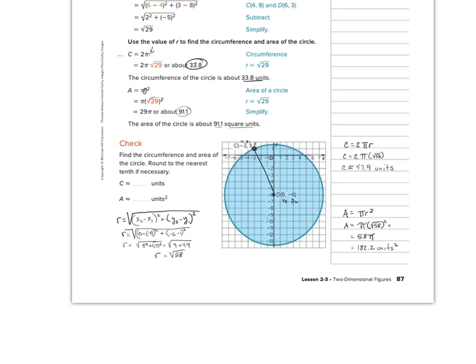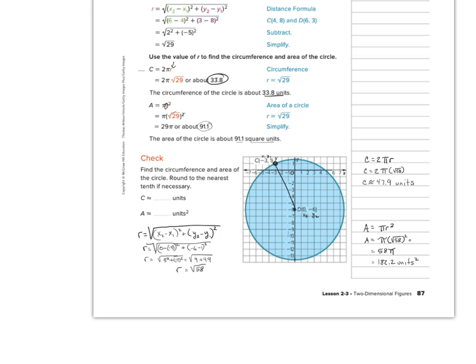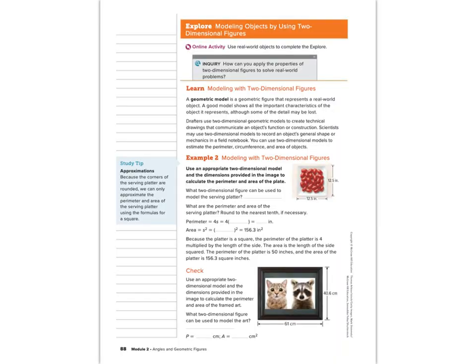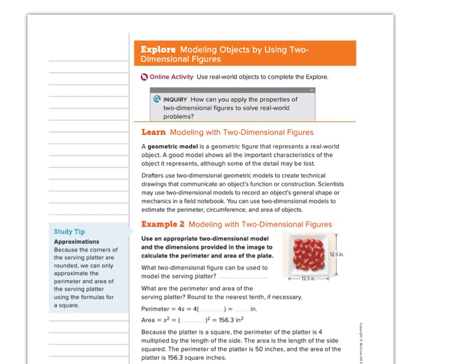Now, if you're not tracking and you need practice and you don't know what the radius is, if you can't identify what the radius is, again, we need to learn these vocabulary words, because you can't use the distance formula. It doesn't do you any good if you don't know what the radius is to be able to use it in the formula. So with that, let's see here. Modeling objects and using two-dimensional figures. Again, being able to recognize things and understand what's going on.